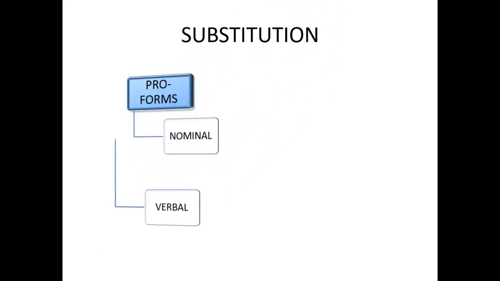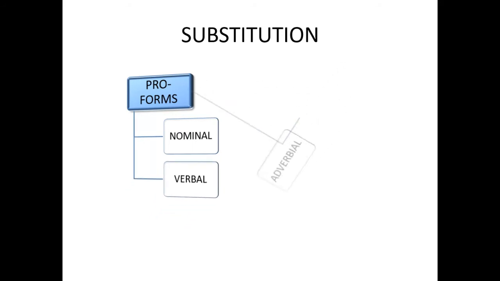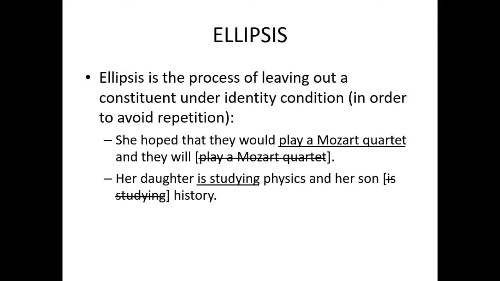So proforms that are nominal replace subjects and objects. Adverbial proforms replace adverbials. And actually you will have these slides uploaded as a PDF, so I will skip this because I just explained this. When it comes to ellipsis, it's actually the least useful of all the tests.